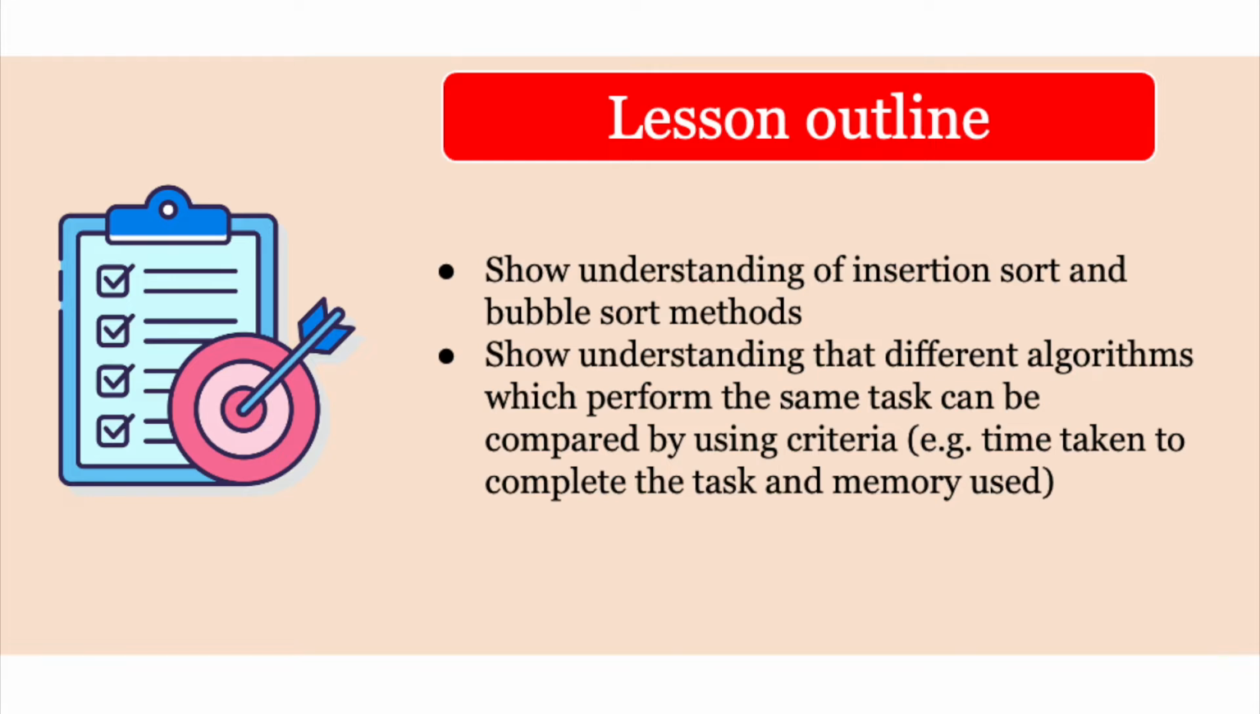In addition, we're going to be looking at big O notation in a bit more depth, because we need to show an understanding that different algorithms which perform the same task, for example, sorting algorithms or searching algorithms, can be compared by using criteria such as time and space, the time it takes to get to a solution and the memory requirements. And big O notation is one established mechanism of comparing these algorithms. So we're going to be looking at that today as well. So we've got a lot to get through. So let's begin by looking at some key terms.